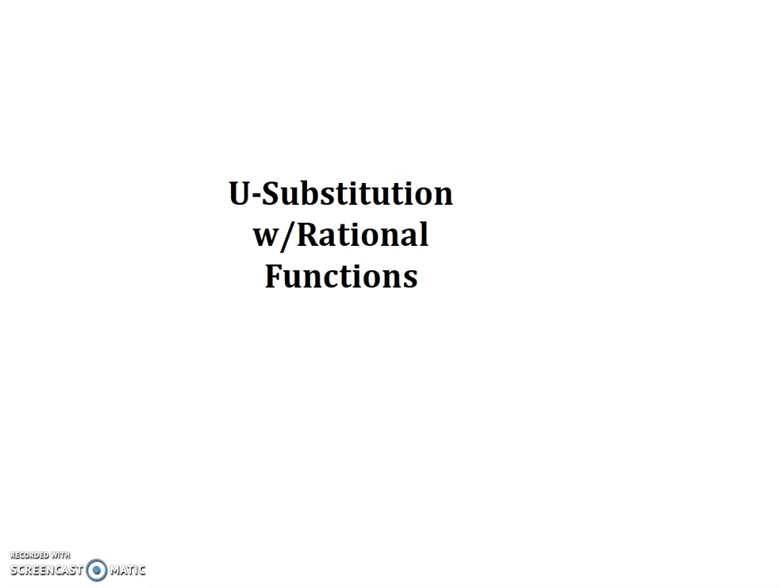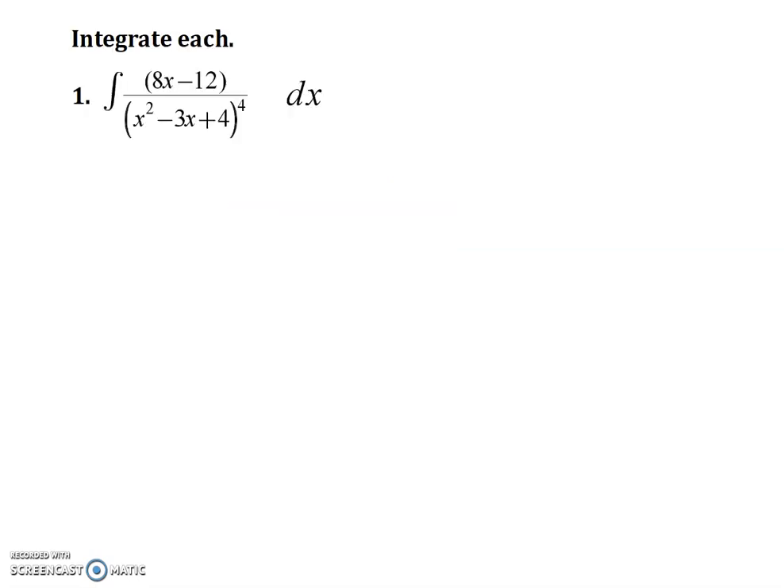Today we're going to look at u substitution involving rational functions, so fractions. If we look at this first example, we're going to integrate 8x minus 12 over x squared minus 3x plus 4 to the fourth.